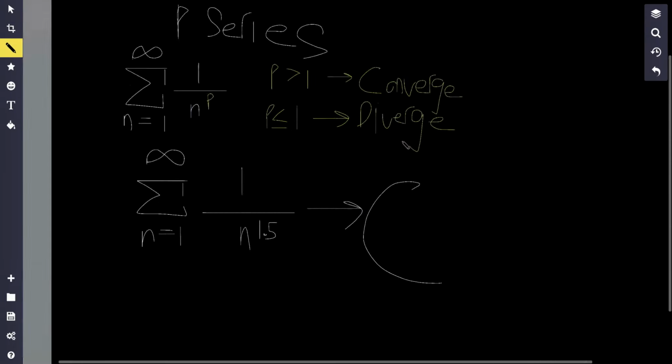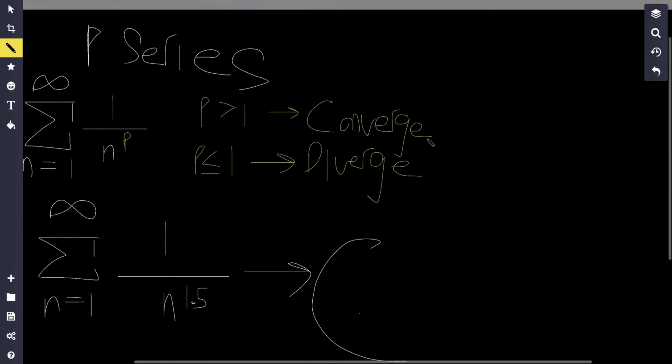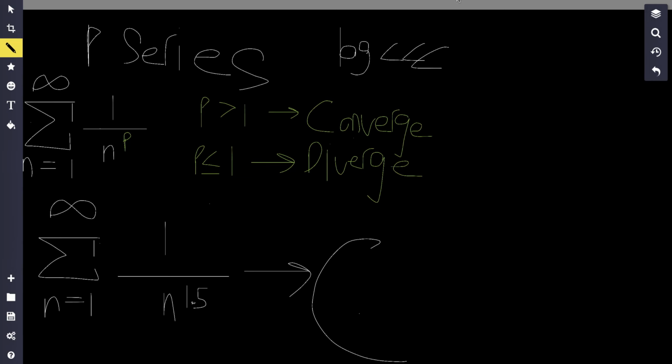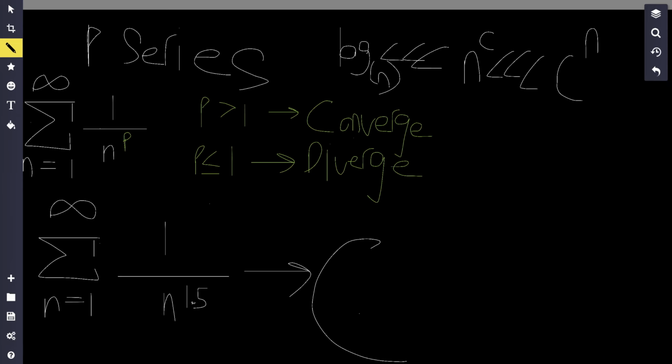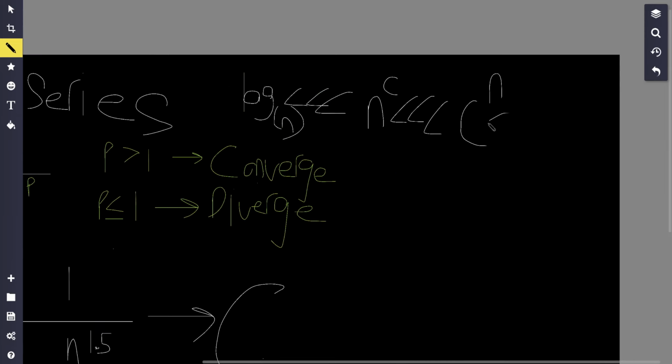Whenever you're dealing with limits or something, you want a really easy shortcut way. Just remember that polynomials always grow faster than logarithmic. So if I have a polynomial, let's say n to the c power, that's always going to grow faster than, let's say, log of n. Exponentials, in this case c to the n, are going to grow faster than polynomials. Factorials are always going to grow faster than exponentials. And finally, power towers are always going to grow faster than factorials.